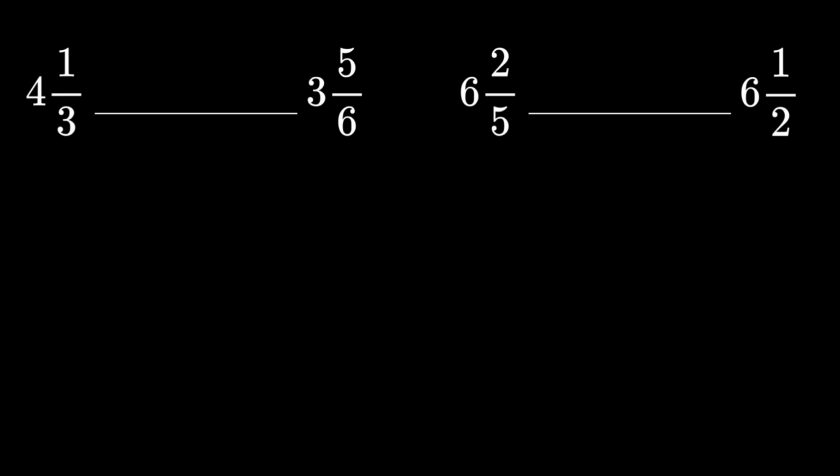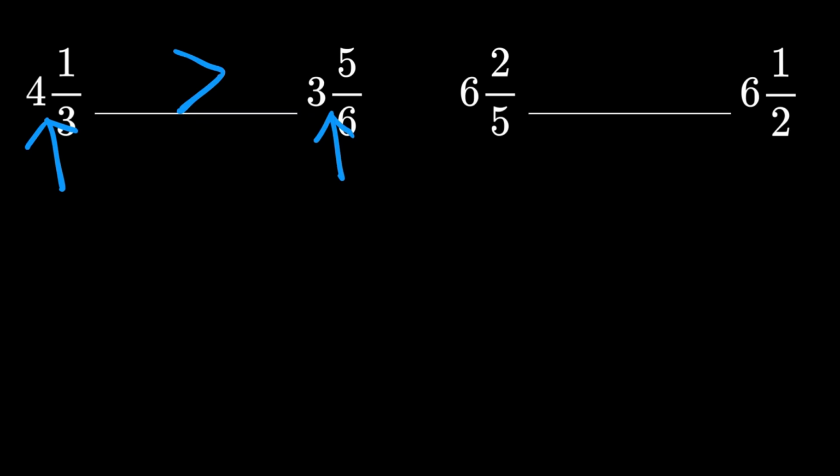Here's the next example. Let's do the first one. We have 4 and we have 3 as whole numbers. So basically this is very direct. 4 is actually more than 3. So that makes 4 and 1/3 greater than 3 and 5 over 6.